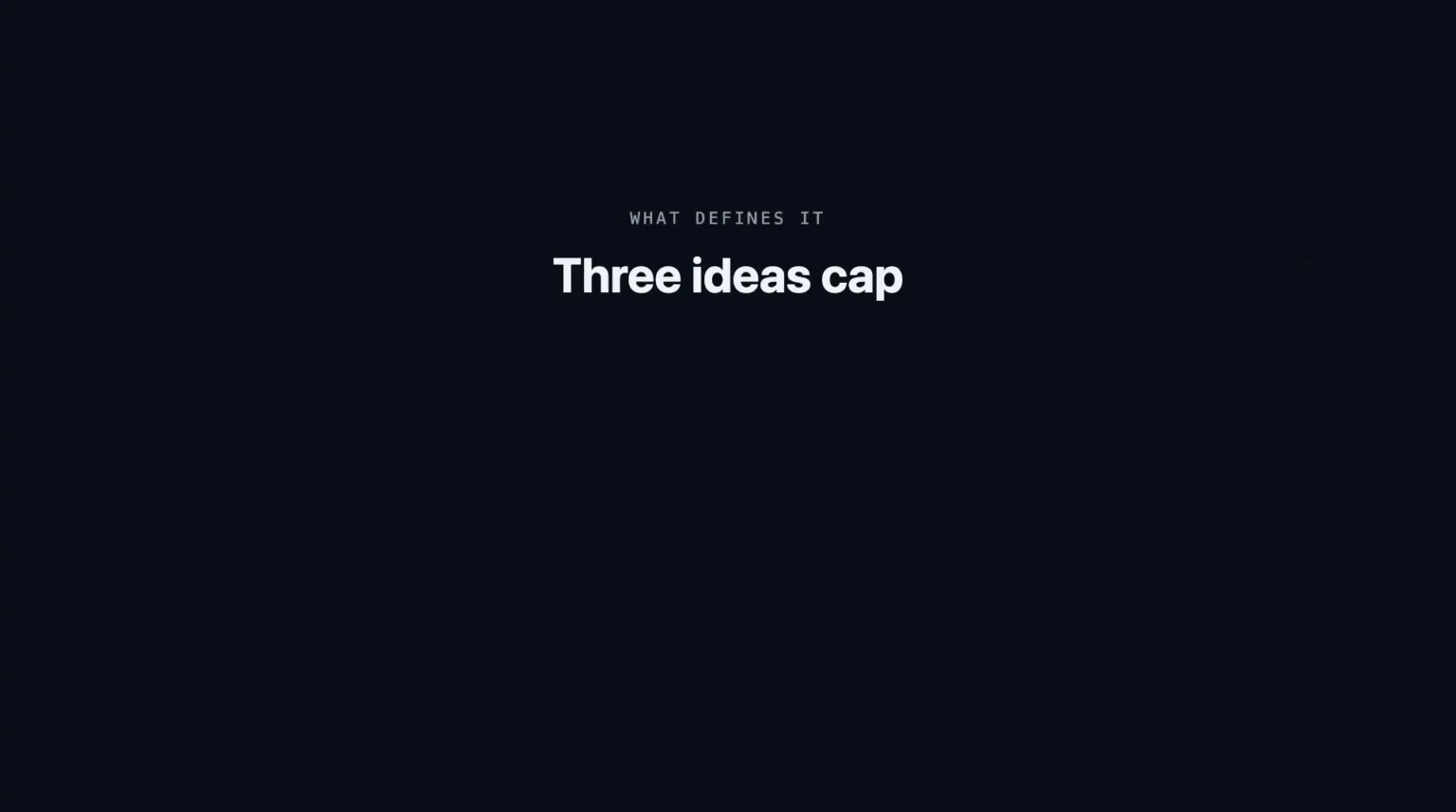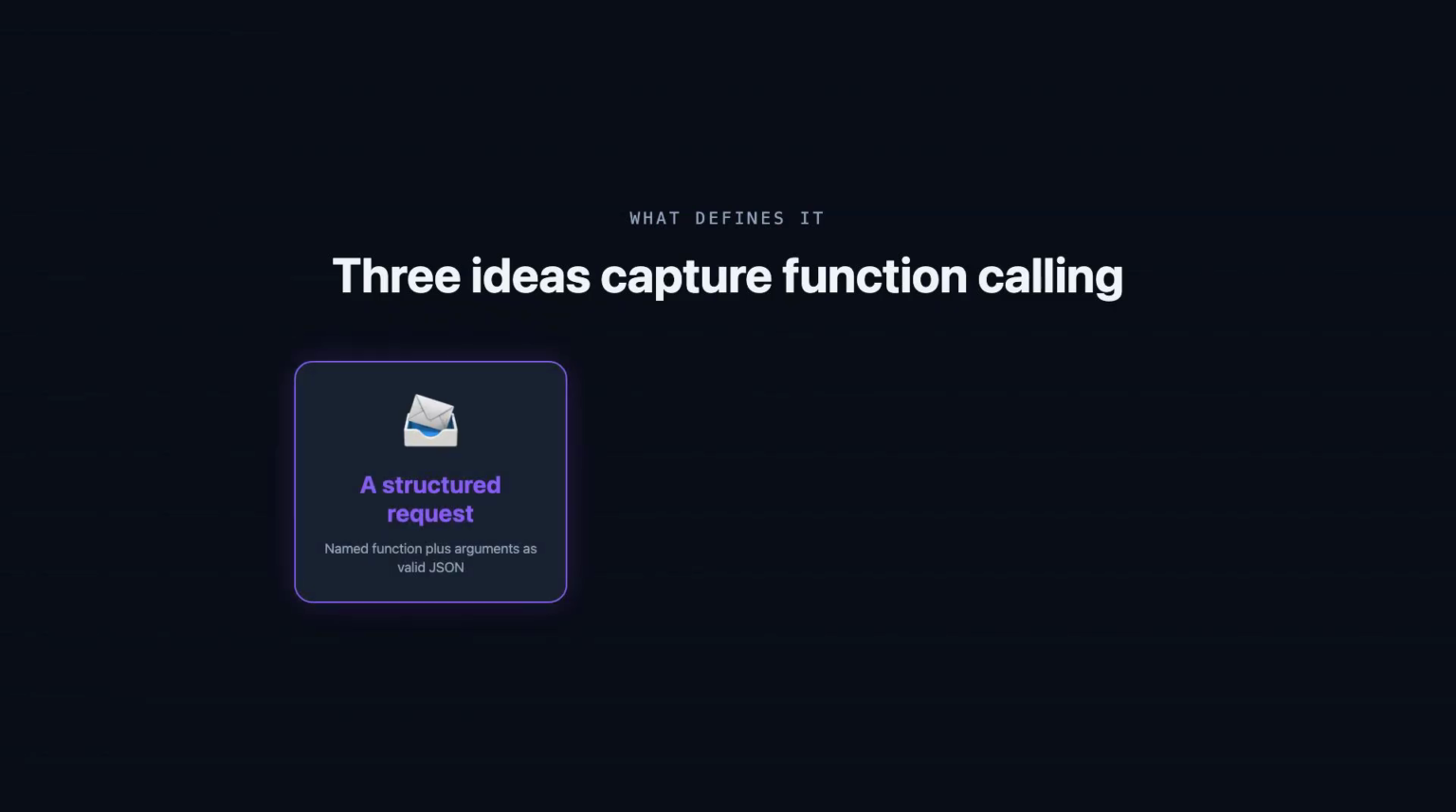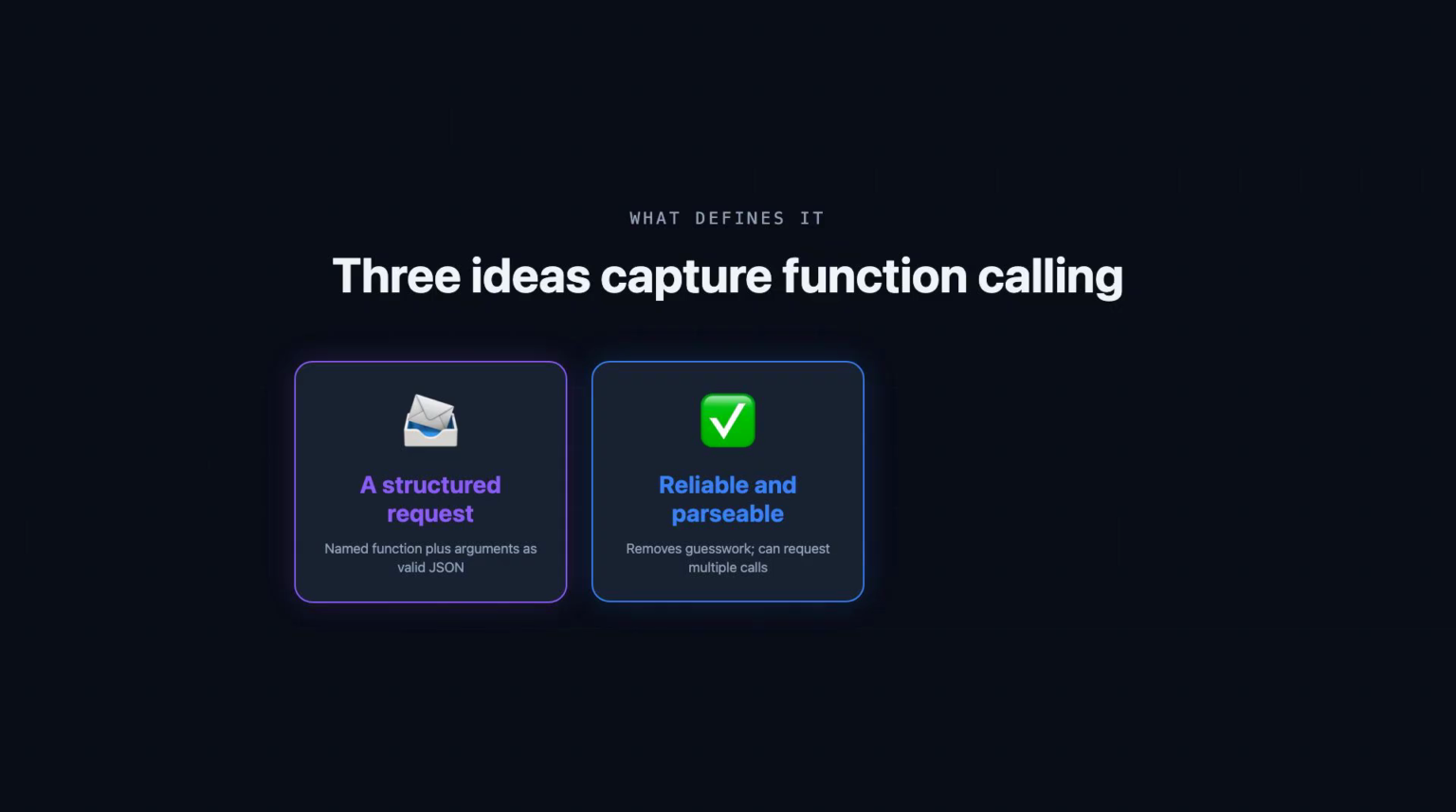Strip it down, and 3 ideas capture function calling. First, instead of writing prose, the model emits a structured request, a named function with its arguments filled in as valid JSON. It's a machine-readable object, not a sentence you have to interpret. Second, this is what makes tool use reliable enough for production. The structured format removes the guesswork of parsing text. The model is trained to fill arguments that match your schema, and it can even request multiple calls at once.